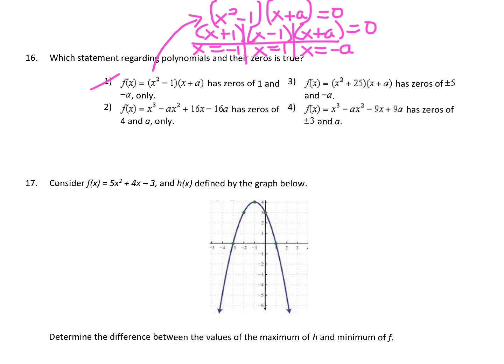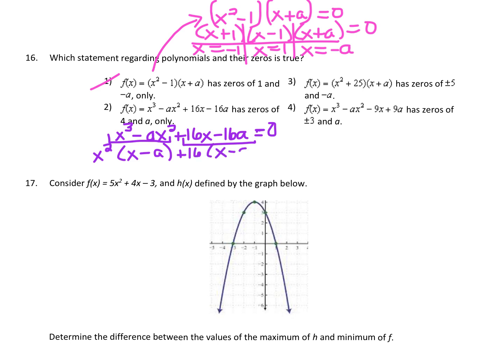Okay, so I'm going to do grouping. I'm going to pull out an x squared, which leaves me with x minus a. Over here, I could pull out a positive 16, which would also leave me with x minus a. Okay, so then we can group together the x squared plus 16, and we could rewrite x minus a just once.